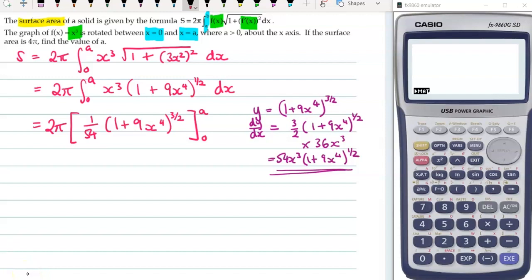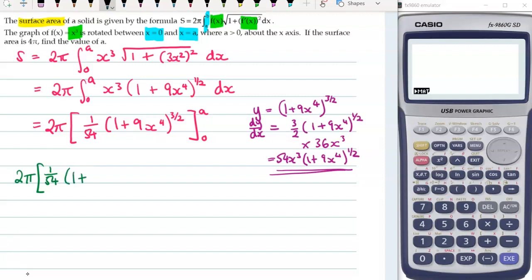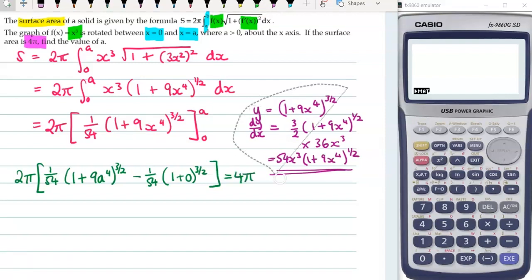Okay, so now if we put those limits in, we would have 2 pi being times by 1 over 54, (1 plus 9a to the 4) to the power of 3 over 2. If I put a 0 in there, we would have 1 over 54 times (1 plus 0) to the power of 3 over 2. And we're told in the question that this area will be equal to 4 pi. So we set this to be equal to 4 pi. We move this purple bit out of our way.